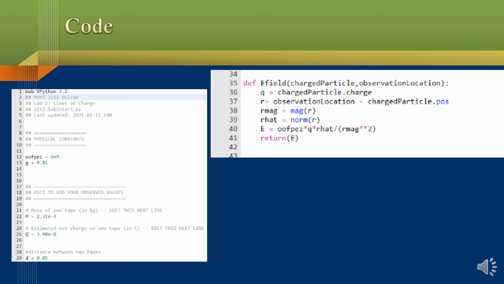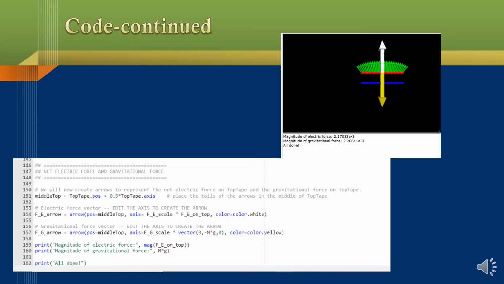In the code on the left side, I input the data of the mass, the net charge, and the distance between the two tapes, and the code on the right side was used to obtain the electric field of the tape and the gravitational force. So by using the code on the left, I ended up successfully displaying the gravitational force, repulsion, and electric force exerted on the tapes.